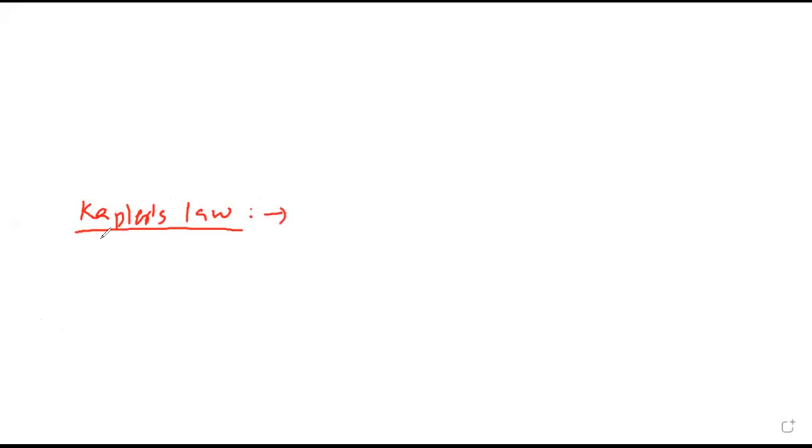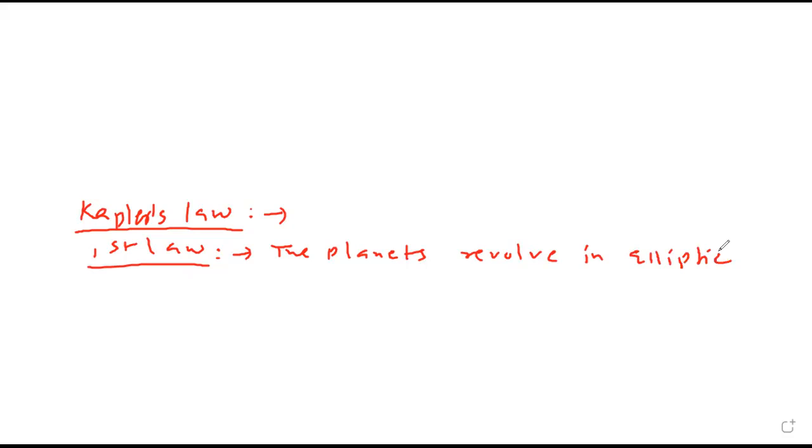Kepler's law. As per this law, the first law states that the planets revolve in elliptical orbit around the Sun. The planet revolves around the Sun in elliptical orbit.